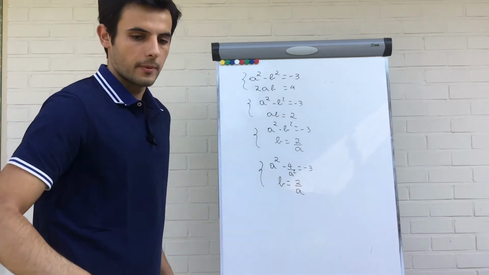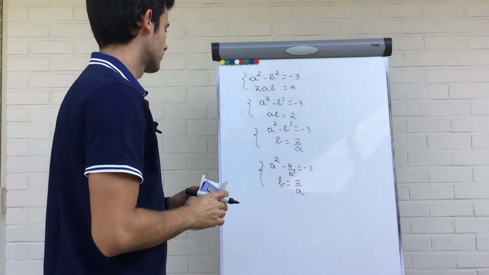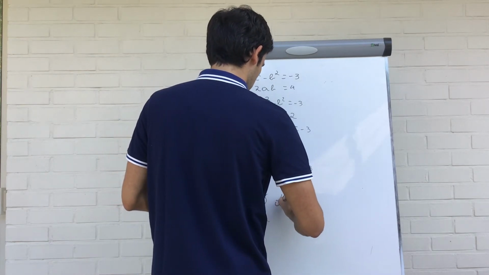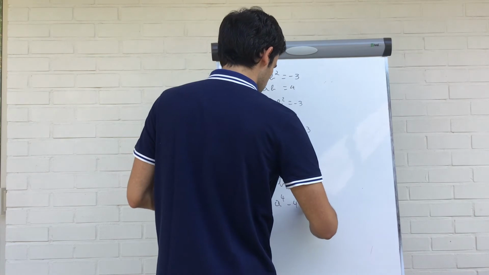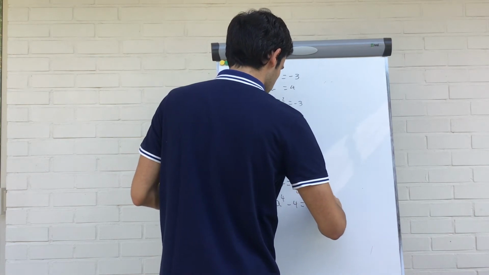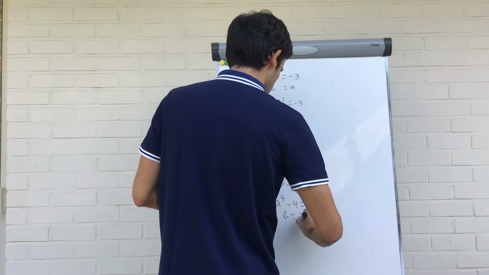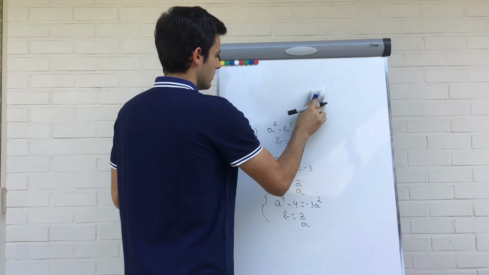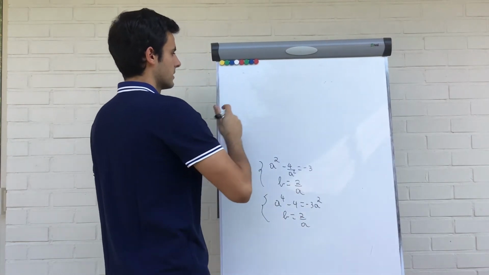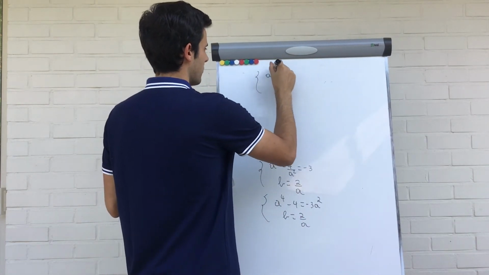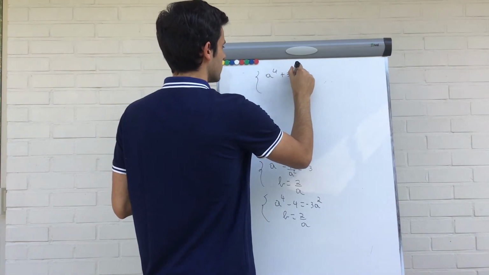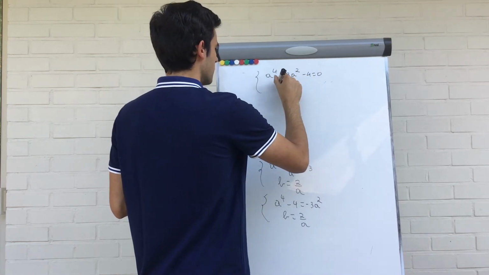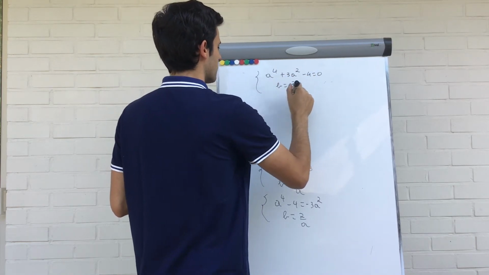Now I'm going to multiply the first equation with a to the power of 2. So I have a to the power of 4 minus 4 is equal to minus 3 multiplied with a to the power of 2. And b is equal to 2 divided by a. Now everything to the left side, so we get a to the power of 4 plus 3 multiplied with a to the power of 2 minus 4 is equal to 0. b is equal to 2 divided by a.